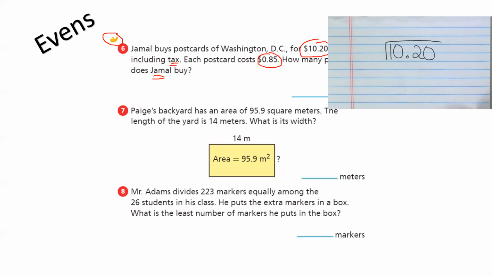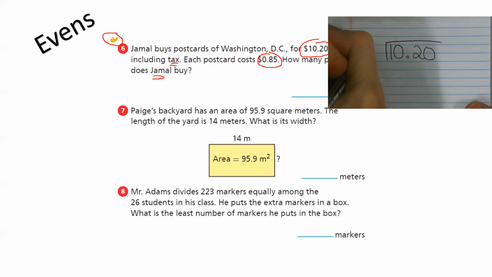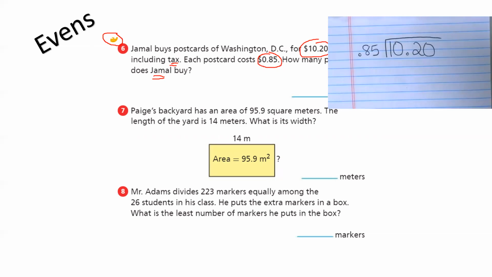And I'm going to divide it by 85 cents. Why am I doing that? Because I have 1020. I want to figure out how many 85 cents are in 1020, right? We know our answer is going to be bigger than 10 because we're dividing by a number smaller than 1. So every dollar will be able to buy more than 1, kind of.